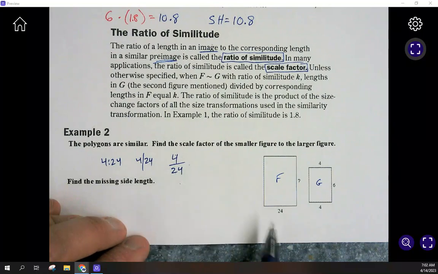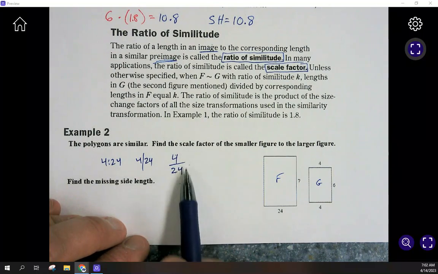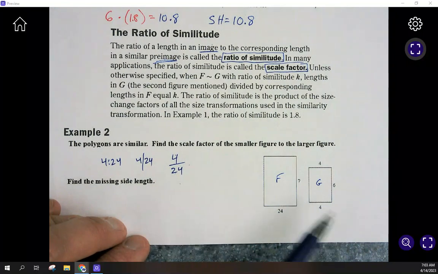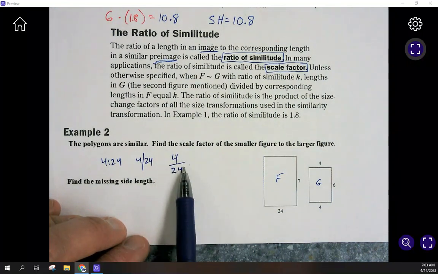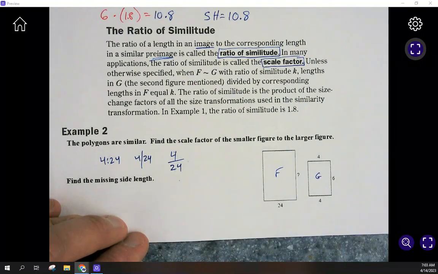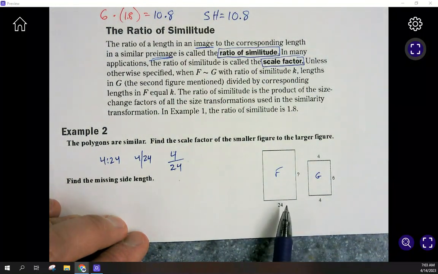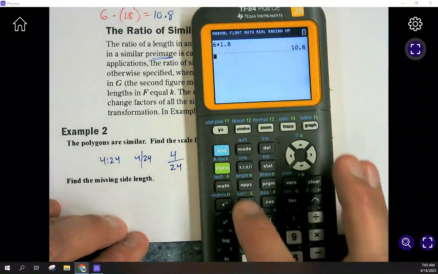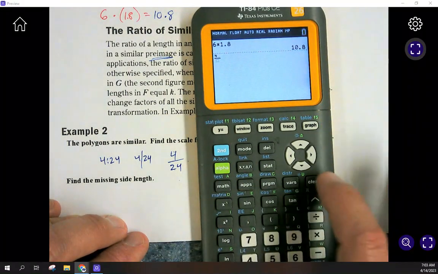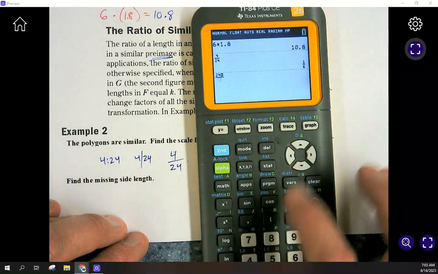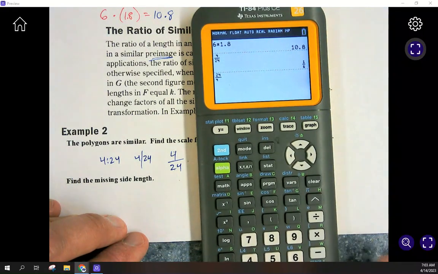So whenever we have one of these, and we're going to call this the scale factor, we're going to call it the ratio of similitude, we're going to call it the magnitude of the size transformation, we're going to want to simplify this. Okay, so most of you can do that just right there in your head. You can look at it and say, oh, I times this by 6, or I divided it by 6 to shrink it. But if you don't see that, you can always just punch this in. 4 over 24 is 1/6. If you're going the other direction, you would have had 24 over 4, which is 6.